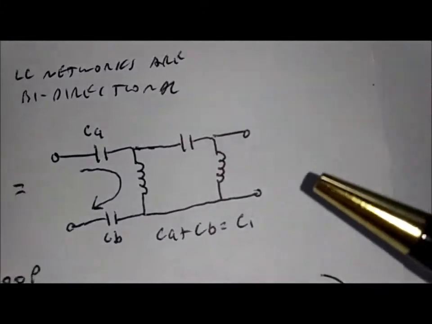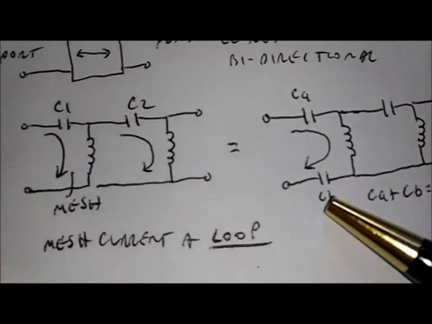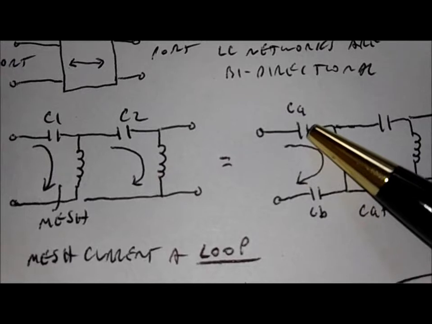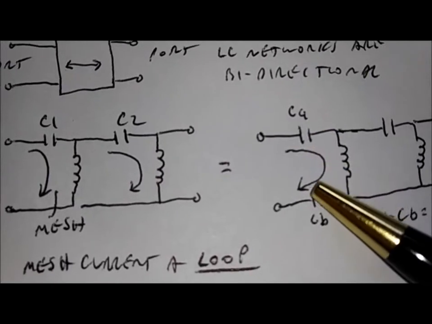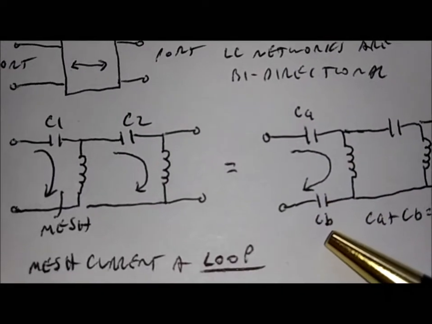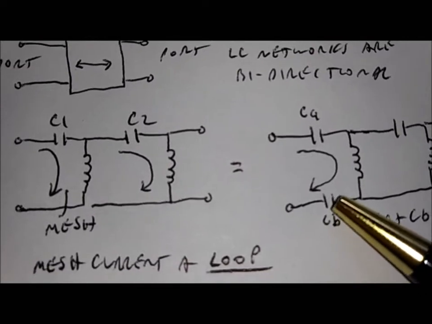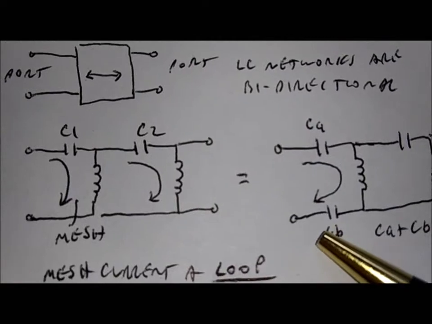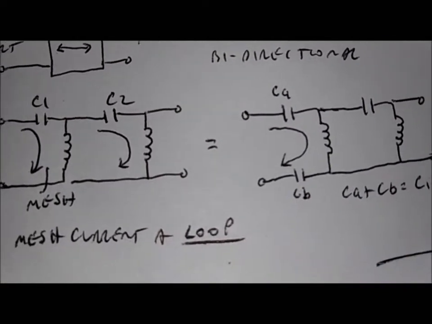What that leads to is the first mesh there being the same as this, where C1 is divided up into C sub A and C sub B, where C sub B is down here in this line. Because it's a current in series, the capacitive reactances in series add together.